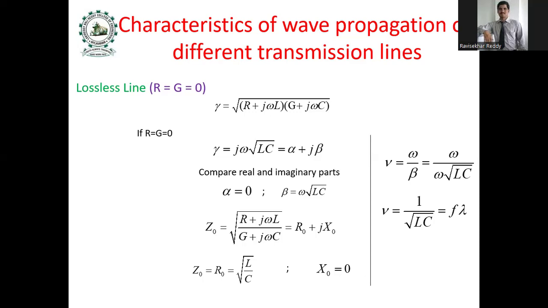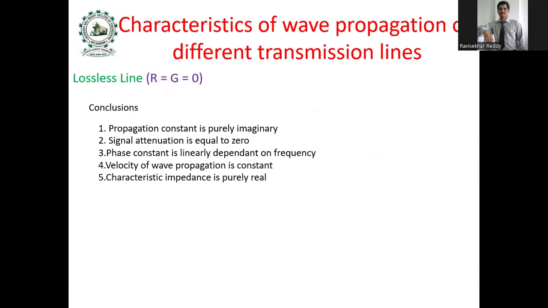Velocity of wave propagation V equal to omega by beta. So then omega by omega square root of LC. So velocity of wave propagation in the lossless line is equal to 1 by square root of LC. So that is equal to f into lambda. f is frequency, lambda is wavelength.